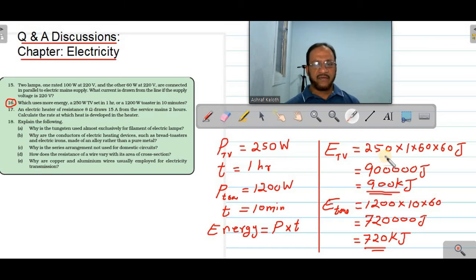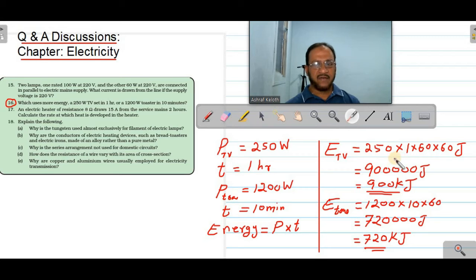Okay, it is having only 250 watts power, and toaster is very high, 1200 watts. Even if TV is a low power device, we are using that continuously for many hours, isn't it? Yes, sir. And toaster we use for only a few minutes, 10 minutes, 5 minutes, like that. Now you compare the energy consumed here.